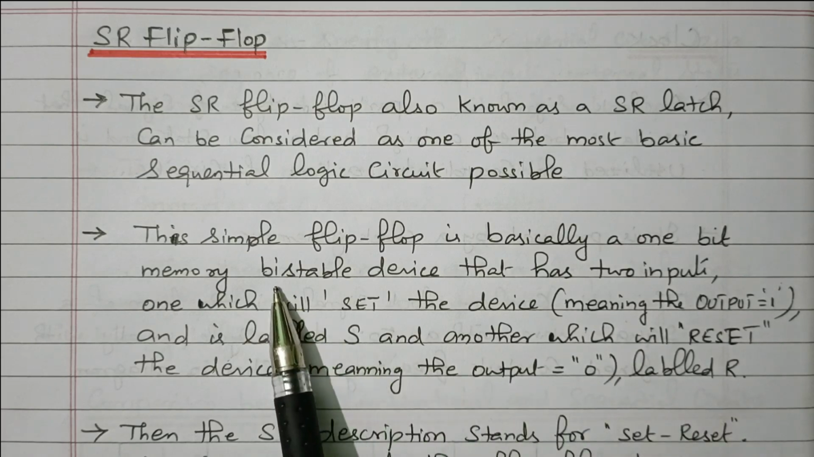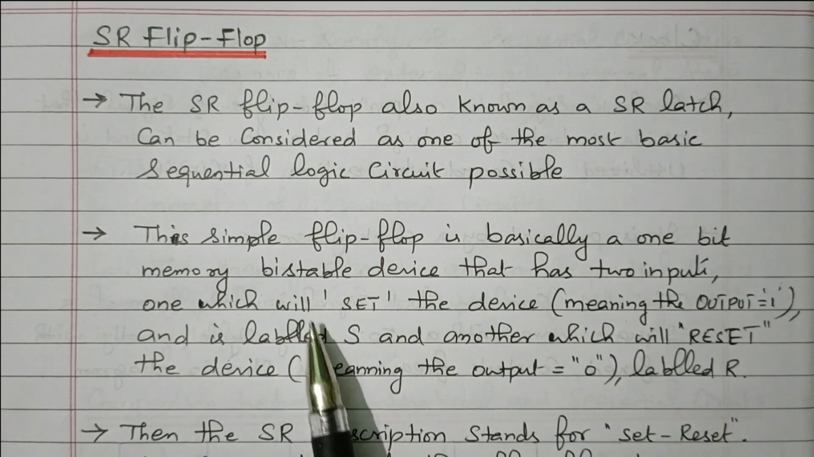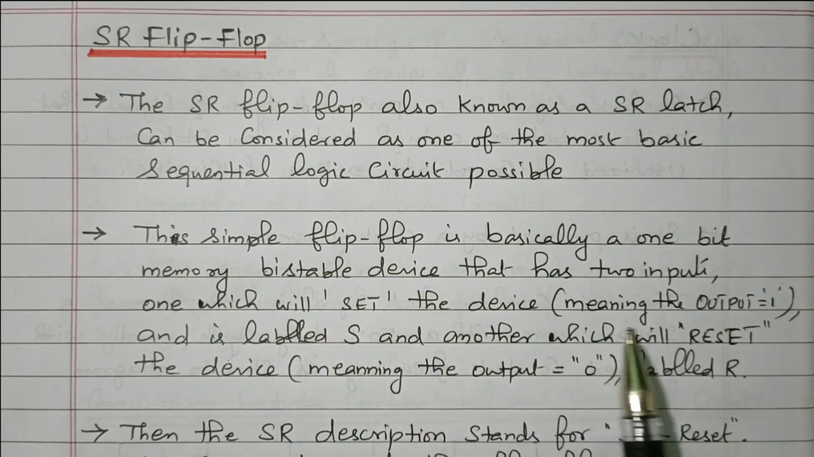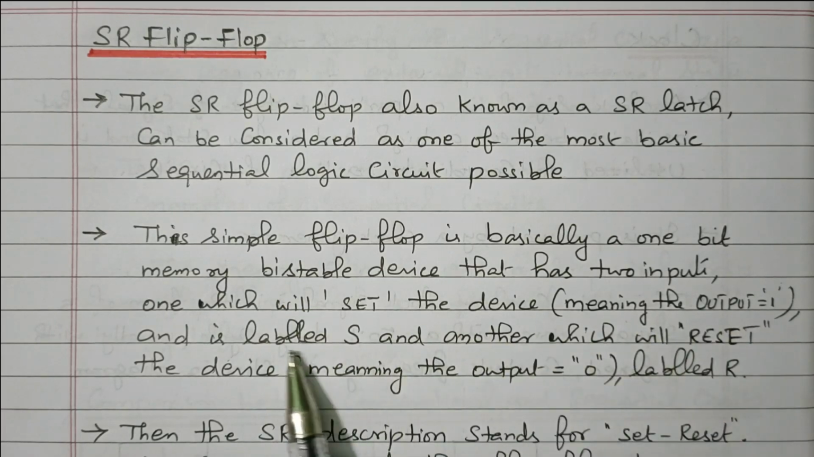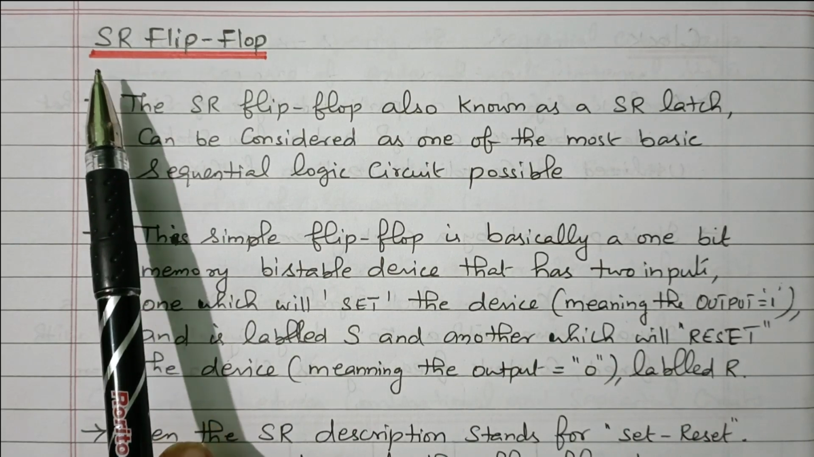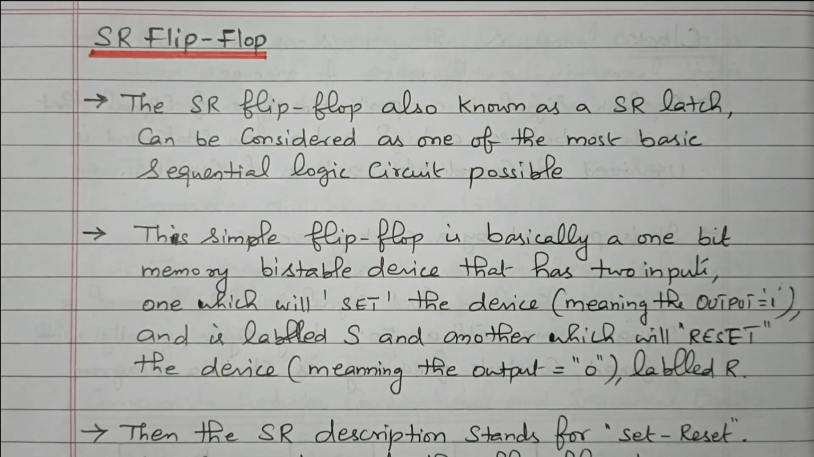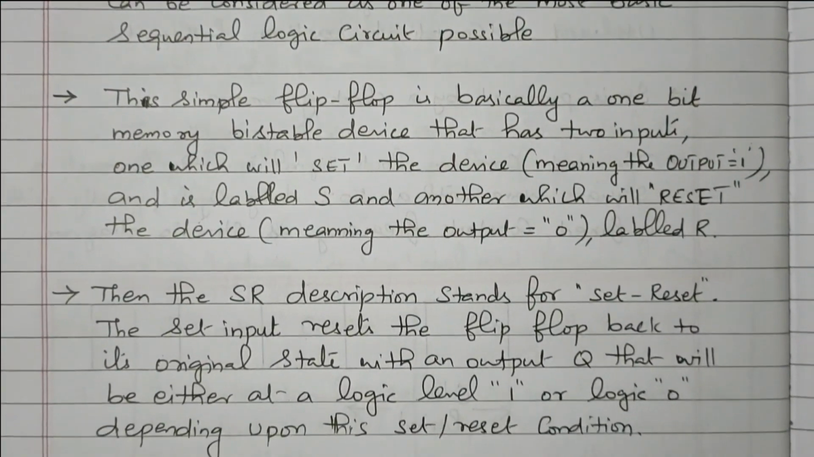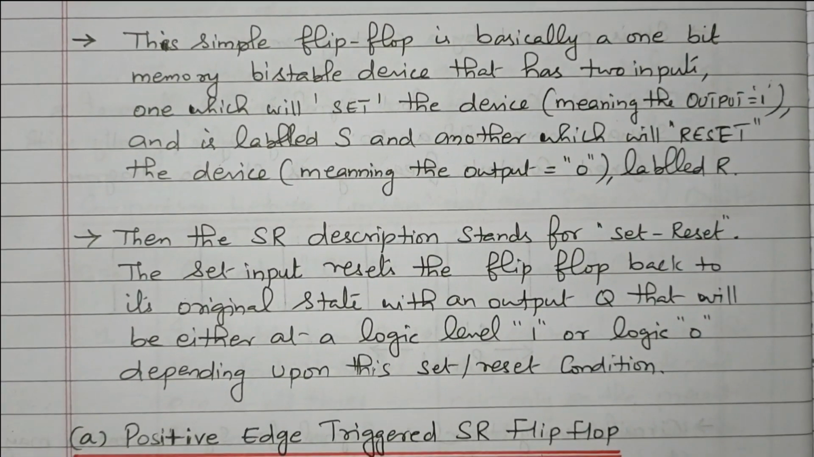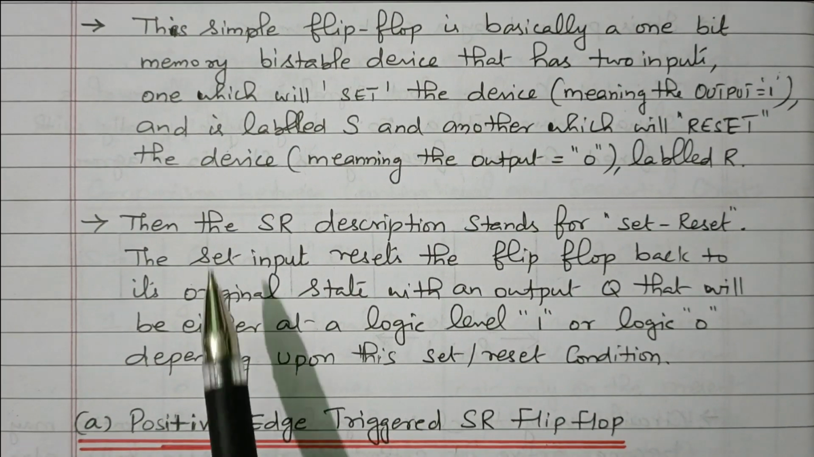So we have the bistable device. Bistable means 2 states. Set means it will make the output 1. Reset means it will make the output 0. So S refers to set, output 1. R refers to reset, output is 0. Right? So we can set or reset the output of this circuit. Set means 1, reset means 0.